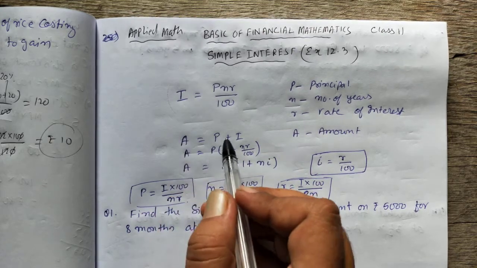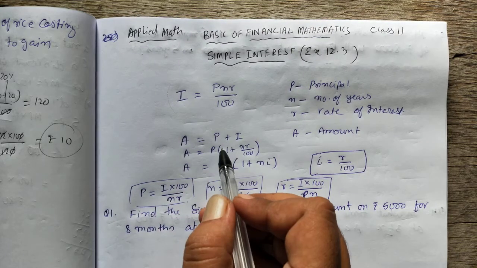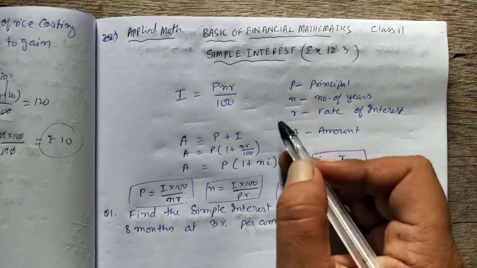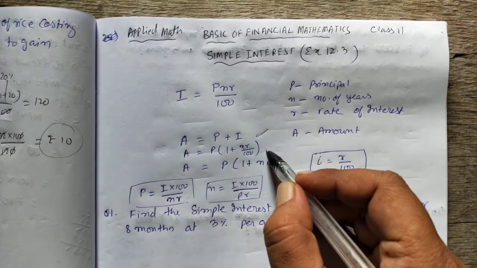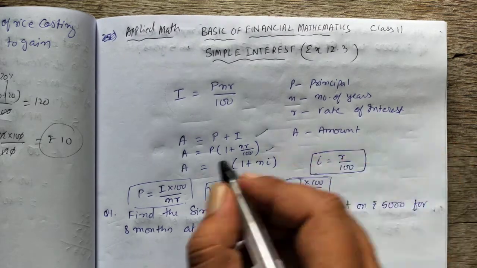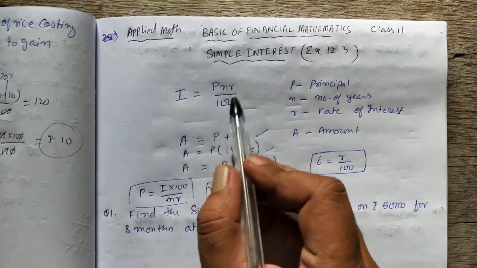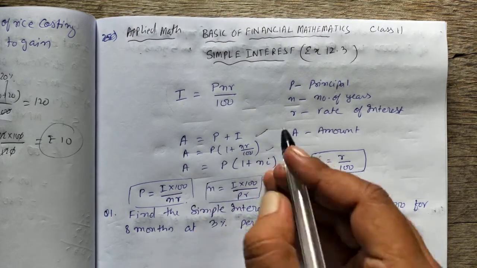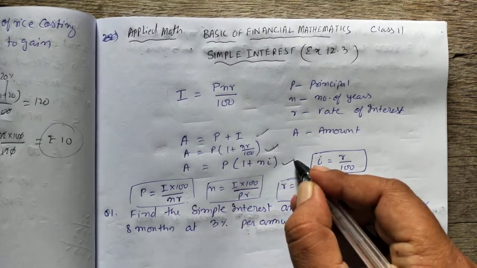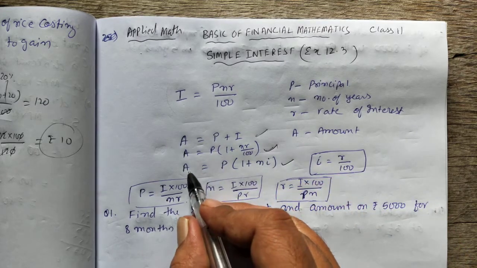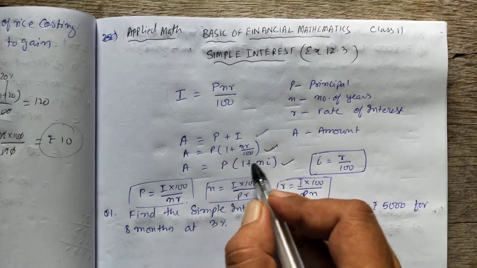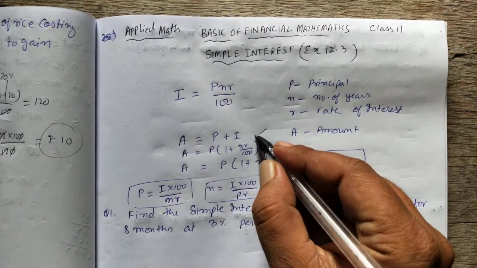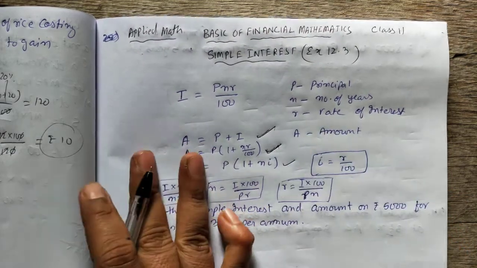Amount formula is P plus I, or we can also say P plus PNR by 100. This is one formula for amount, or we can use this also. How are we getting this? In place of I, we put the value PNR by 100 and take P common. So A equal to P bracket 1 plus Ni, where i means R by 100. Most probably we'll be using these two only.